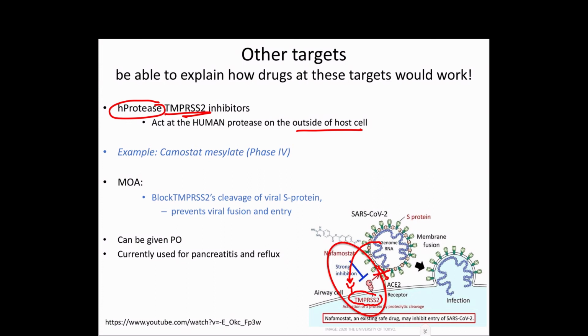We have a drug that's already out there that has already been approved for pancreatitis and reflux disease, and it's called Camostat. It's in phase 4 trials right now, and if it looks good, they're going to ask for emergency use approval from the FDA. So I want you to have heard about this because you may be seeing it soon. The mechanism was to inhibit that TMPRSS2, so we didn't have cleavage of that viral S protein that prevented the fusion, and so it couldn't enter and it couldn't replicate. A benefit of this is also that it can be given PO.